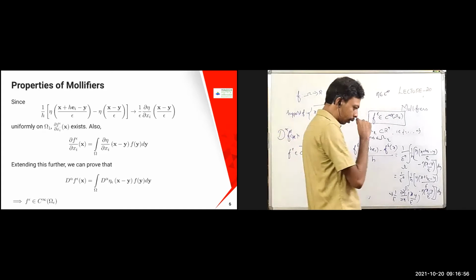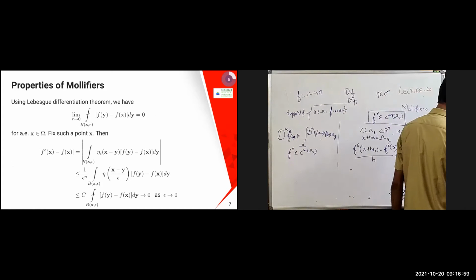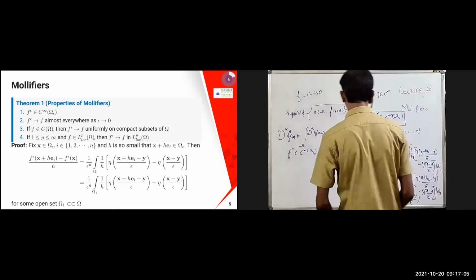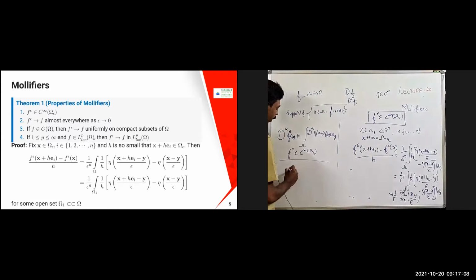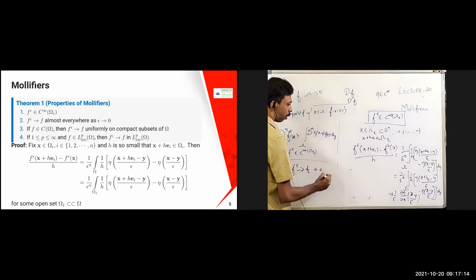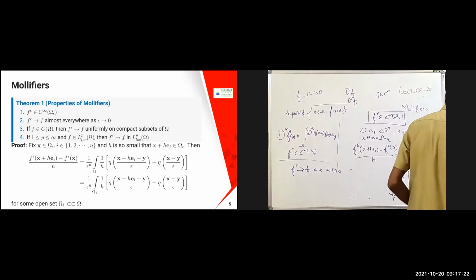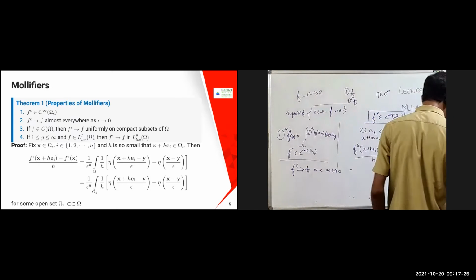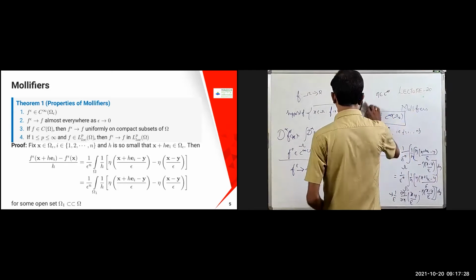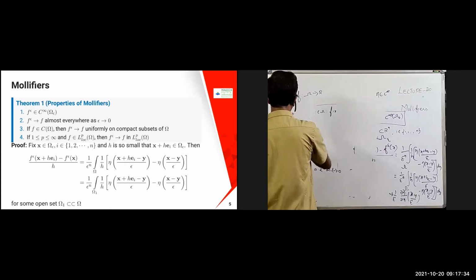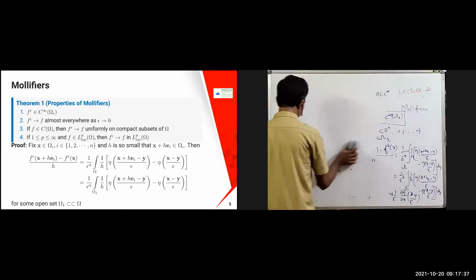Okay. Next one, what I have is that f_ε tends to f almost everywhere, converges almost everywhere as ε tends to 0. So you might have studied the almost everywhere concept in the analysis course. What is the concept of almost everywhere? In Lebesgue theory you might have studied. What do you need to prove?